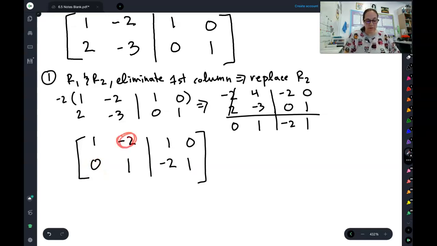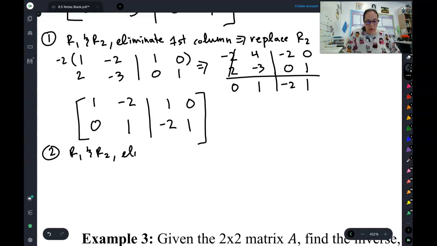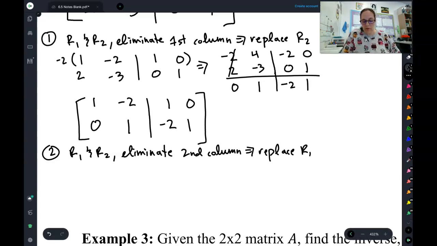The next step is to get the top half zero in place. So step 2, we're still going to do with row 1 and row 2, but now I want to eliminate the second column because I want a 0 there, and we're going to replace row 1 with our answer. So let's use this one. Don't use your original matrix.